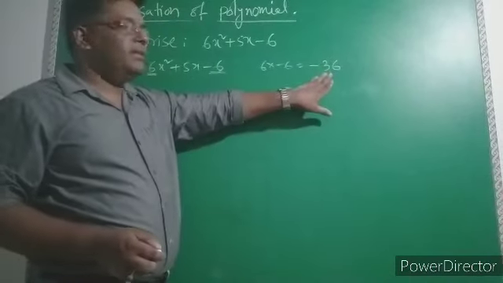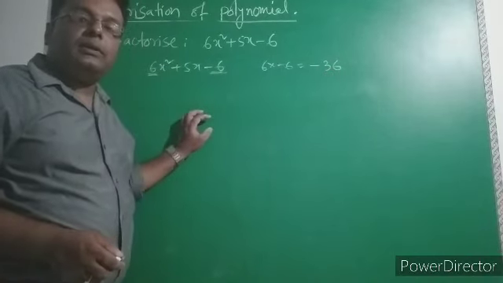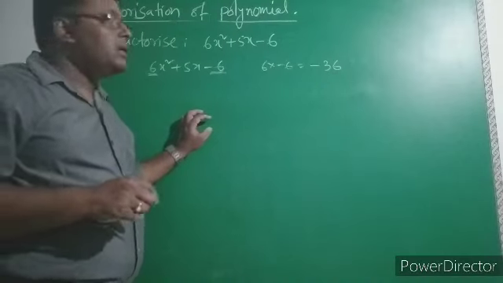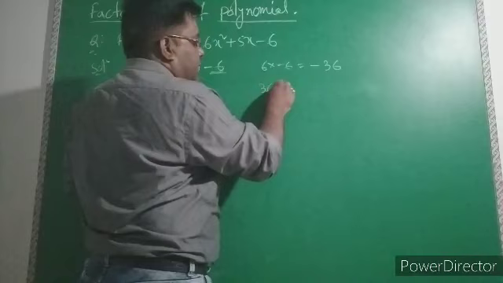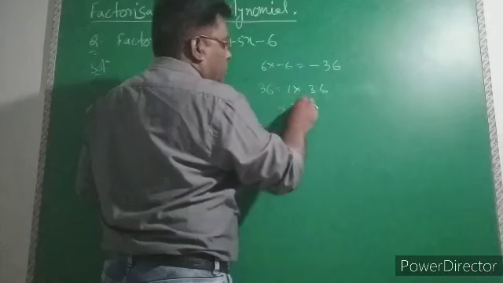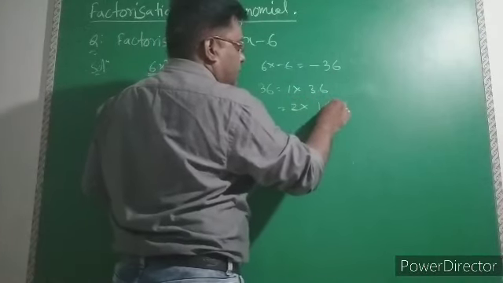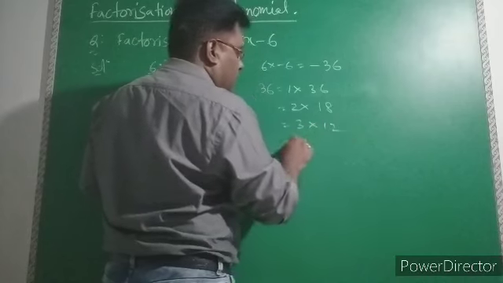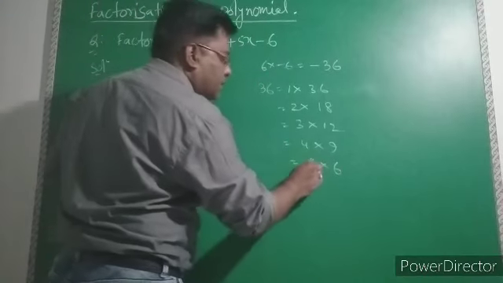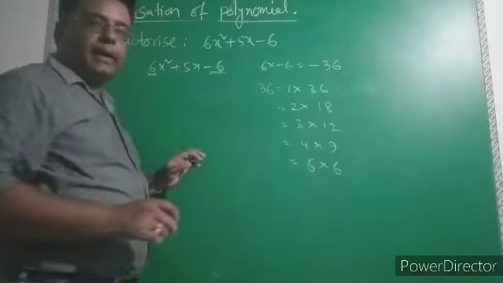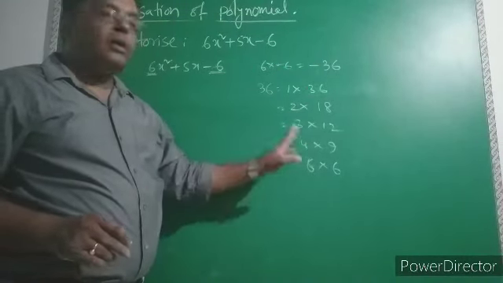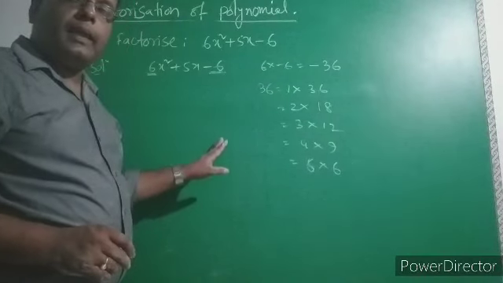So if the product is negative, then one number should be positive and another negative, because plus into minus becomes minus. So 36 can be written as 1 into 36, 2 into 18, 3 into 12, 4 into 9, and 6 into 6. These are the factors of 36. But since the product is negative, one must be negative, another positive.